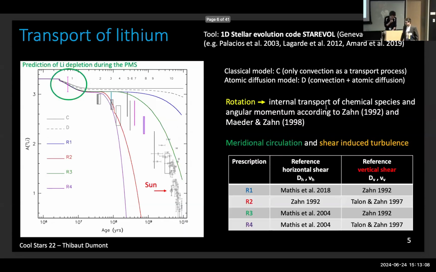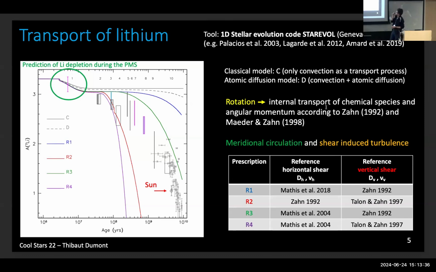Okay, so in order to explore all of that, what I did is some stellar modeling using the stellar evolution code STAREVOL, which allows me to test different transport processes in order to see if I can predict this observation and what are the transport processes that I need. So here on the left, you have the same plot as before, on top of which I added some predictions from the models.